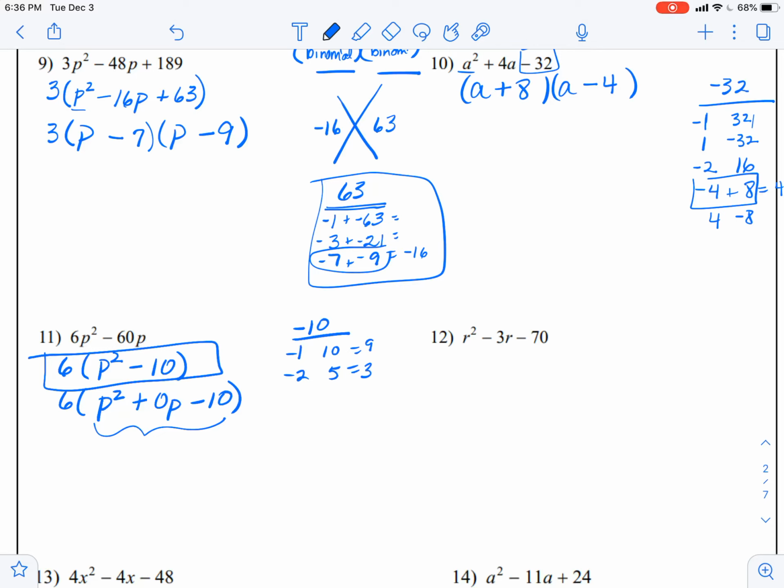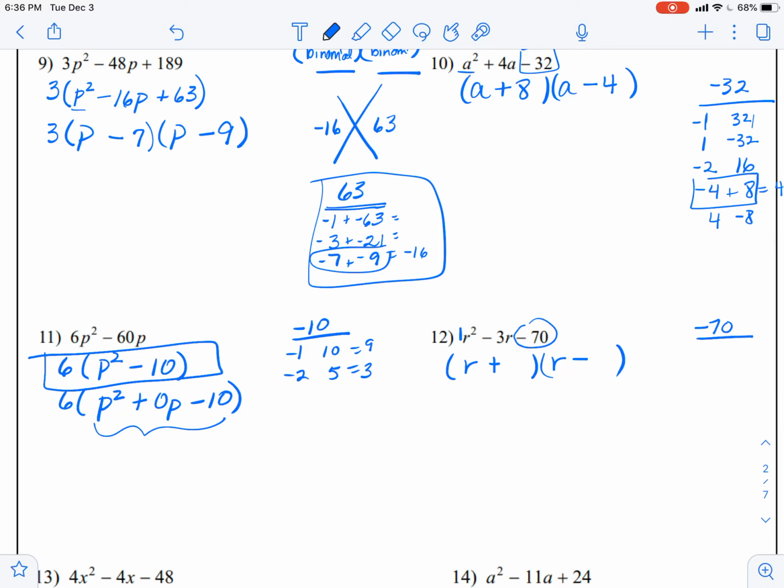Okay, number 12. Again, in front of the R squared is just a 1, so there's no greatest common factor. I'm going to get my two parentheses. I need a negative 70. Since it's negative, I know 1 has to be plus and 1 has to be minus. I just randomly put them in there. I know the only way to get R squared is R and R. And now I need to go find those factors of 70.